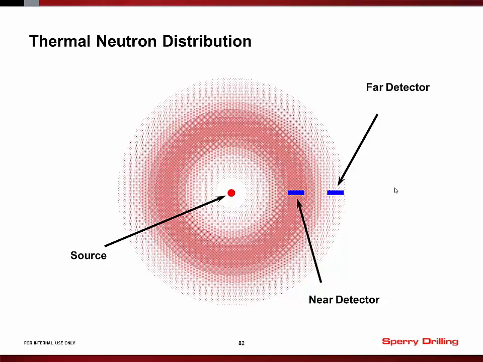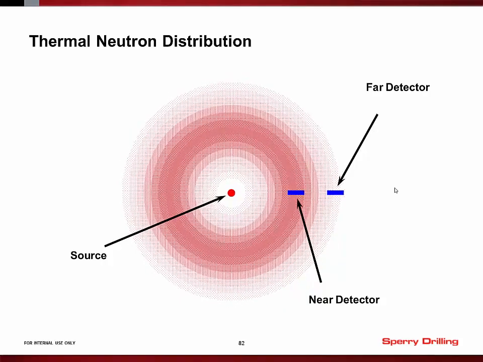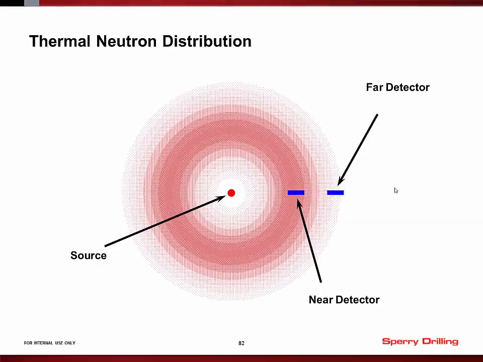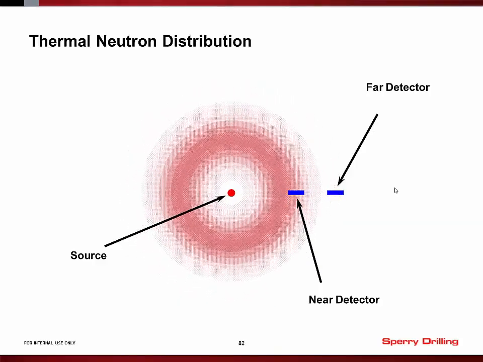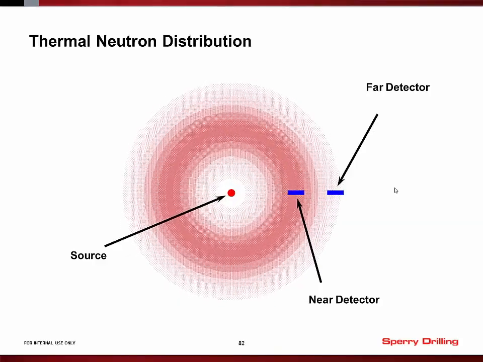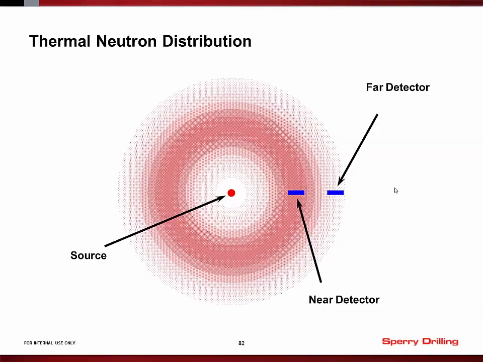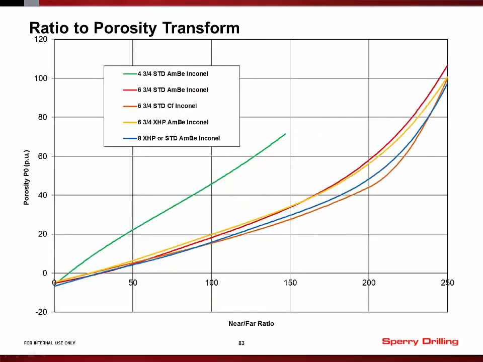And the concentration of hydrogen is closely linked to the porosity because most of the hydrogen is present in the fluids. So as the porosity goes up and down, you'll see changes in the size of this cloud. With high porosity, the cloud is small. With low porosity, the cloud is large. And that's going to have an impact on the count rates that we see in our detectors. So by measuring the count rates, we can infer what the porosity is in the formation.